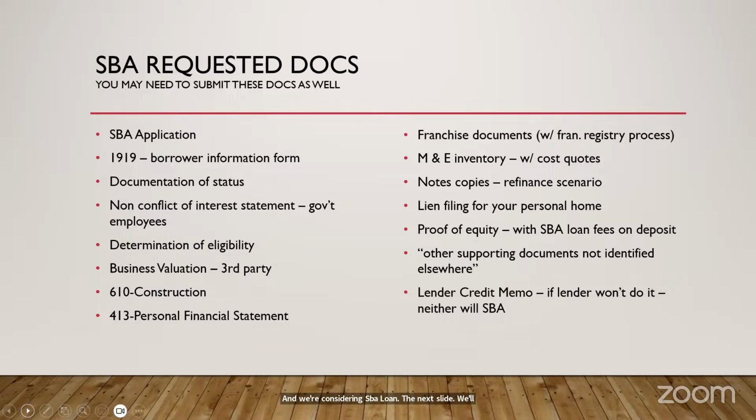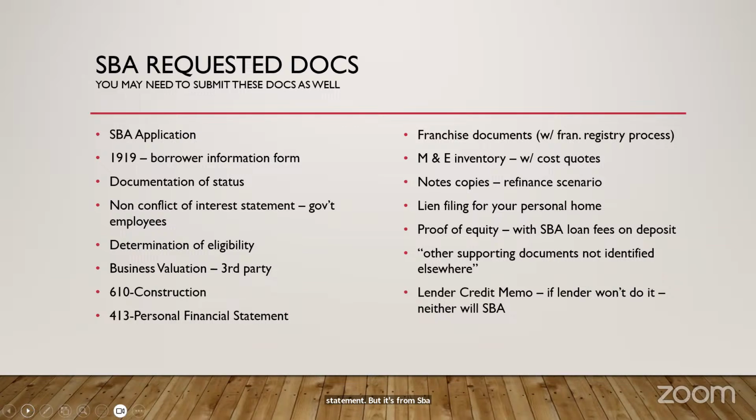So there's different SBA applications. You can show your business valuation. I'm not going to go through all these because there's a lot. There's the 1919, which is a borrower information form, the 610, which is anything that involves $10,000 or more in construction costs on leasehold properties or even building, whether it be a building or some sort of structure. The 413 is again another personal financial statement, but it's from SBA.